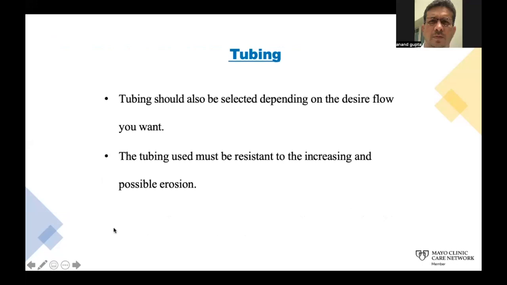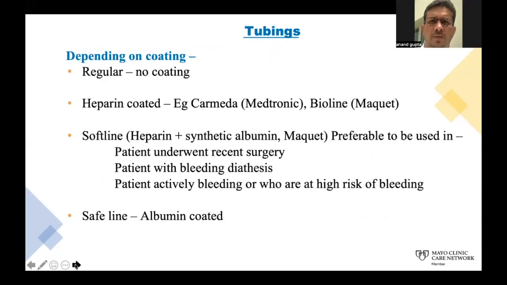Tubing should also be selected depending on the desired flow you want. The tubing used must be resistant to kinking and possible erosion. Tubing depends on the coating: regular means no coating, or heparin coating. Softline from Medtronic and Maquet, which is heparin and albumin coated, is preferred in patients who underwent recent surgery, have bleeding diathesis, are actively bleeding or are at high risk of bleeding. Safeline is albumin coated.